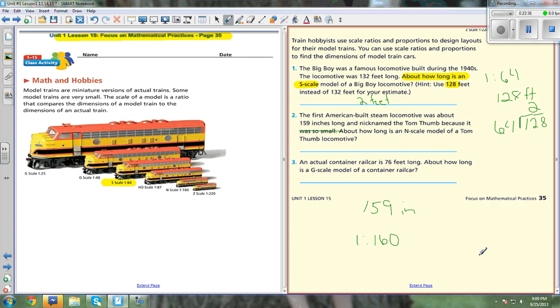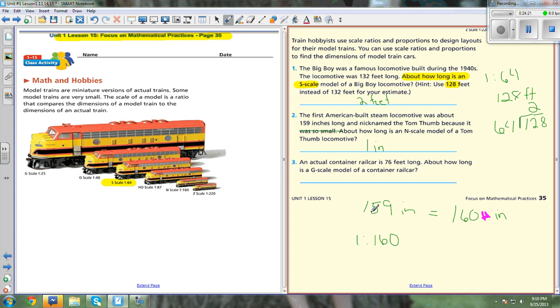About how long is an N scale model of a Tom Thumb locomotive? Again, looking at the 159 to 160, you probably should be thinking, well, 159 is really close to 160. And if it was 160, well then, oops, what am I doing? Sorry about that. Let's try that again. Those are supposed to be inches. Well, it would be 1 inch, because the scale says for every 1 inch is 160 inches. So the model would be 1 inch.